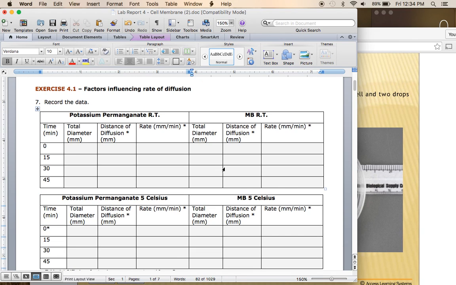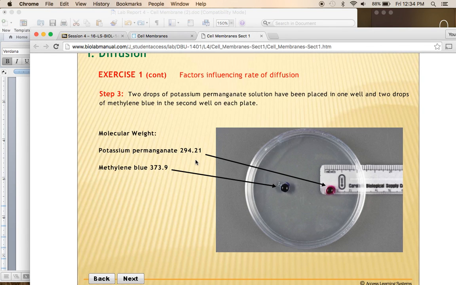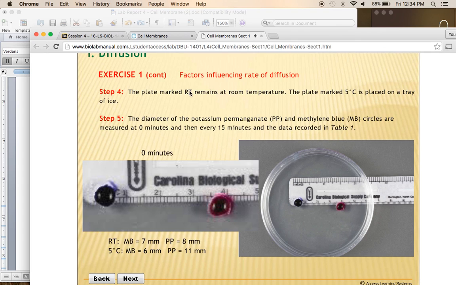Okay. The table has 4 different sections. Each of the colors, the potassium and the methylene blue, there's a temperature difference, so 5 degrees Celsius versus room temperature. And you'll see in the lab that the 5 degrees Celsius is basically on ice. So what you're going to be looking at is you're going to be measuring these dyes and how fast they move across the plate of agar.